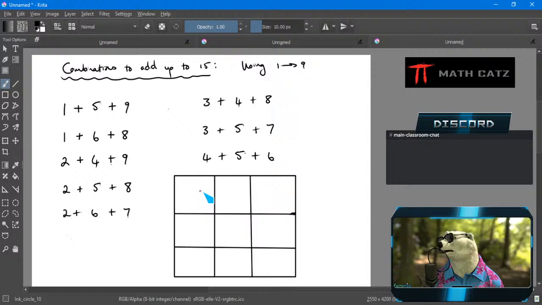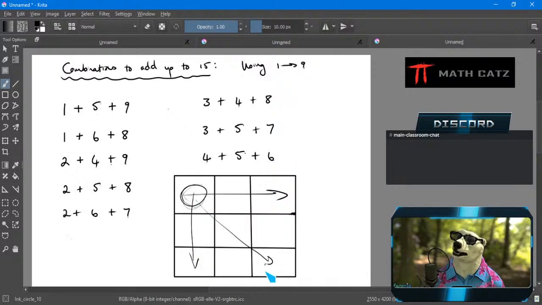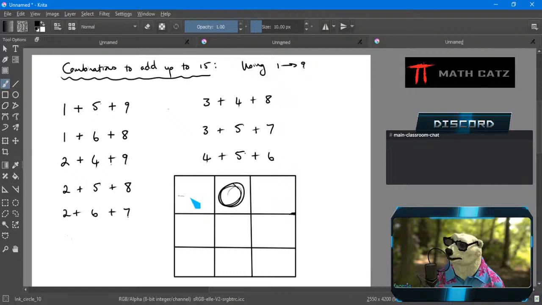But then I notice that if I look at this top left, for example, in how many different combinations does that feature? It's going to feature when I add up the first row, the first column, and then the diagonal. So it's going to feature in 3 different occurrences in my list. But that's not the same for all numbers. Look at this one. That one features in the first row and the second column, only twice.